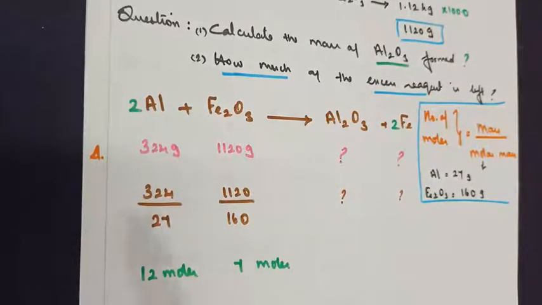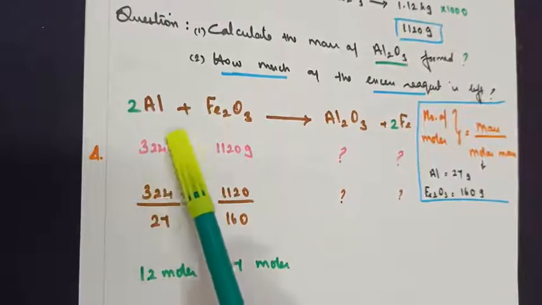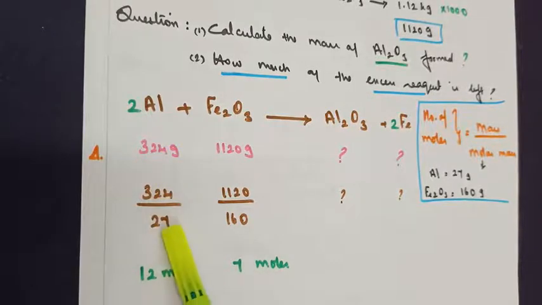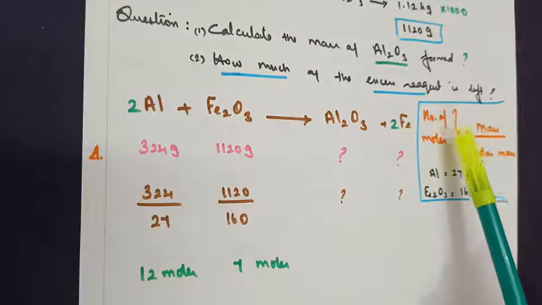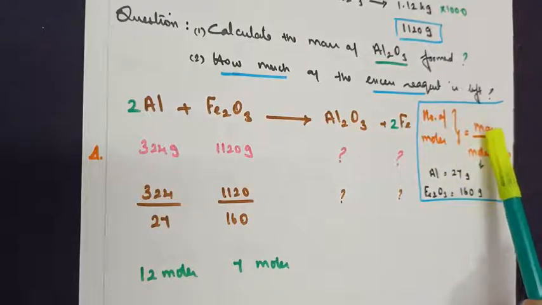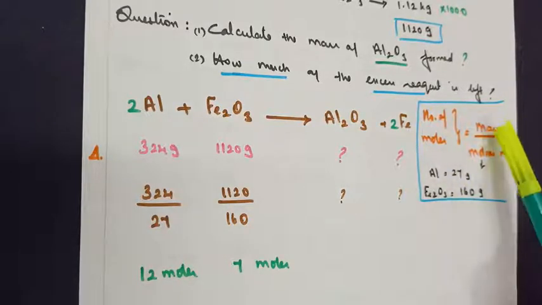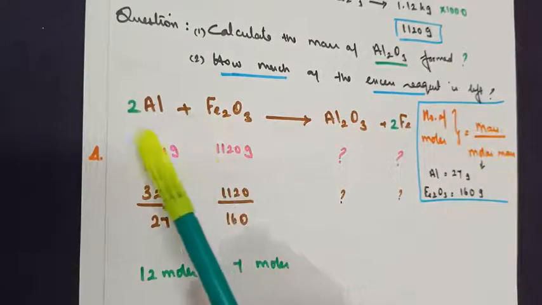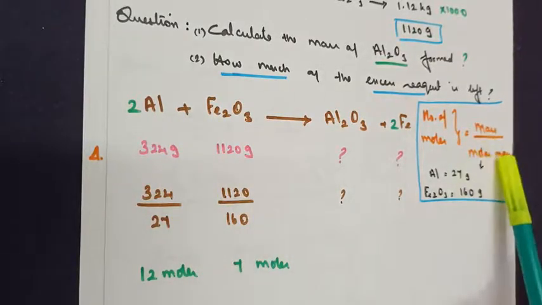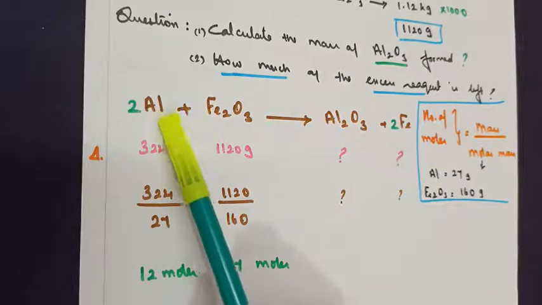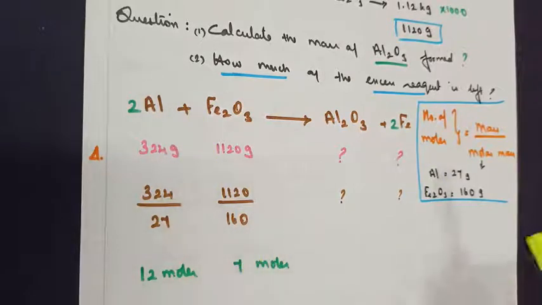Now what's the step number 1 we have seen? The given mass, we have to convert it into number of moles. What's the formula to be followed here? Number of moles is equal to mass by molar mass. Mass stands for the weight taken for the reaction. Molar mass stands for each molecular formula, it's different.